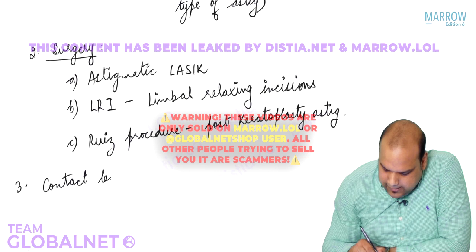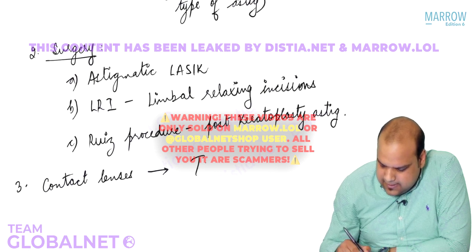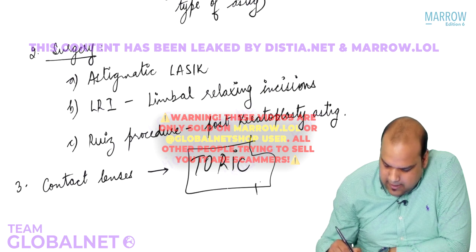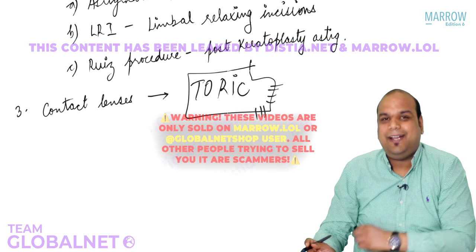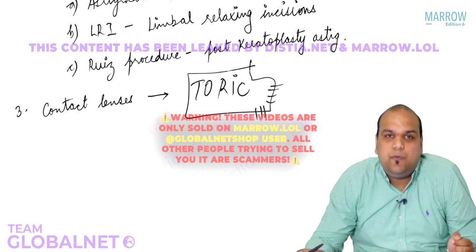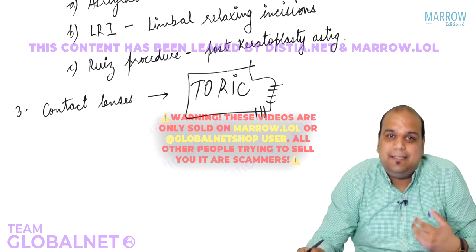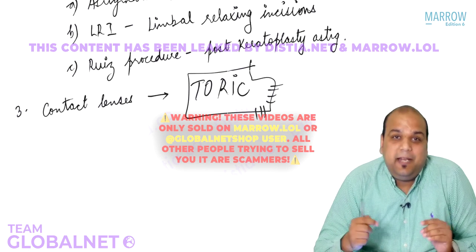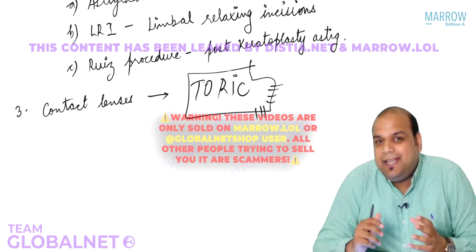Obviously, we can give contact lenses, but those contact lenses are specifically known as toric contact lenses. Please remember this word, toric contact lenses are used for the treatment of astigmatism. Toric lenses, toric contact lenses. Am I clear?